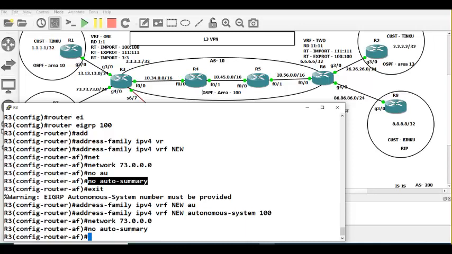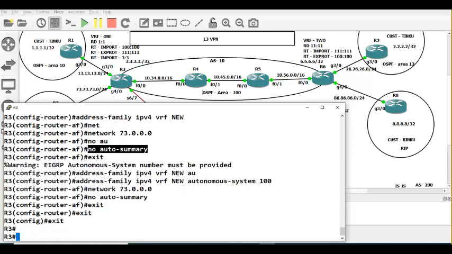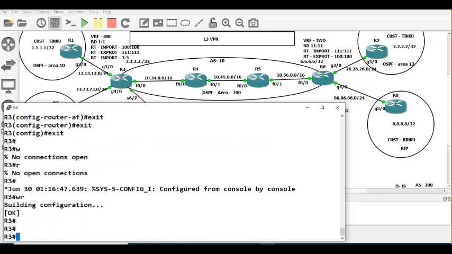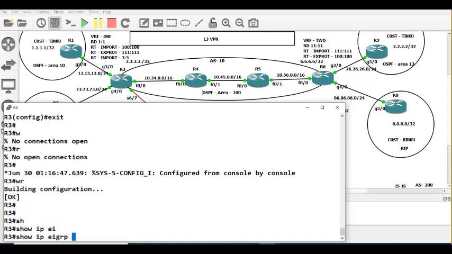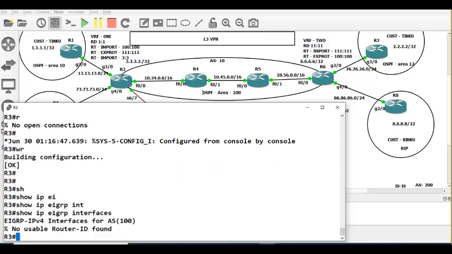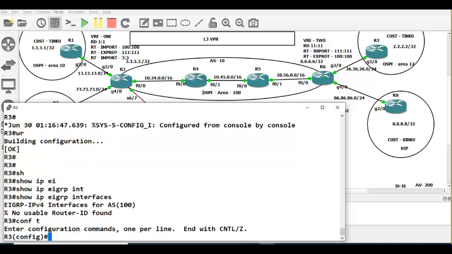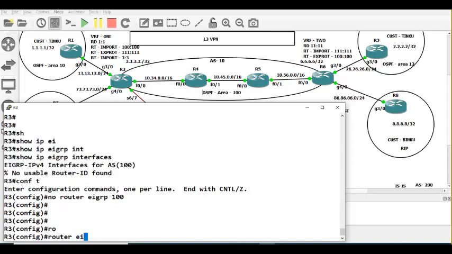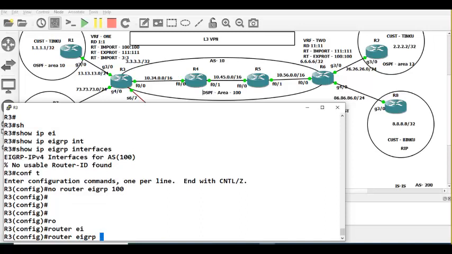What happened? Show IP EIGRP interfaces. Okay, no usable router ID found. I'll give a router ID. So what I'm going to do is start from the beginning, no confusion. I removed router EIGRP. I'm saying router EIGRP, bingo.